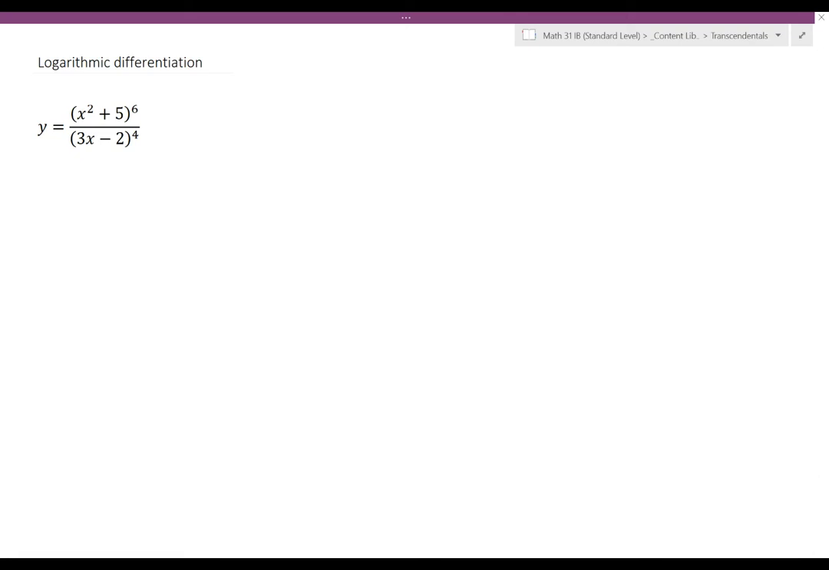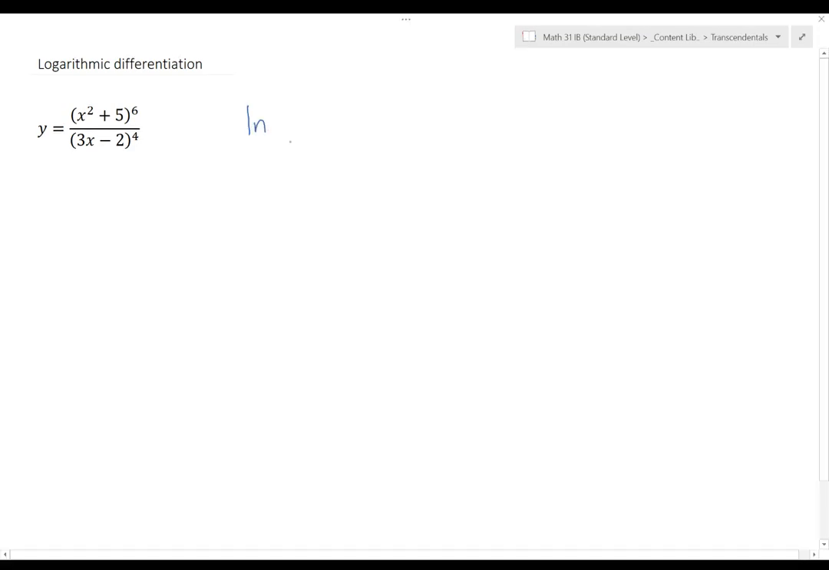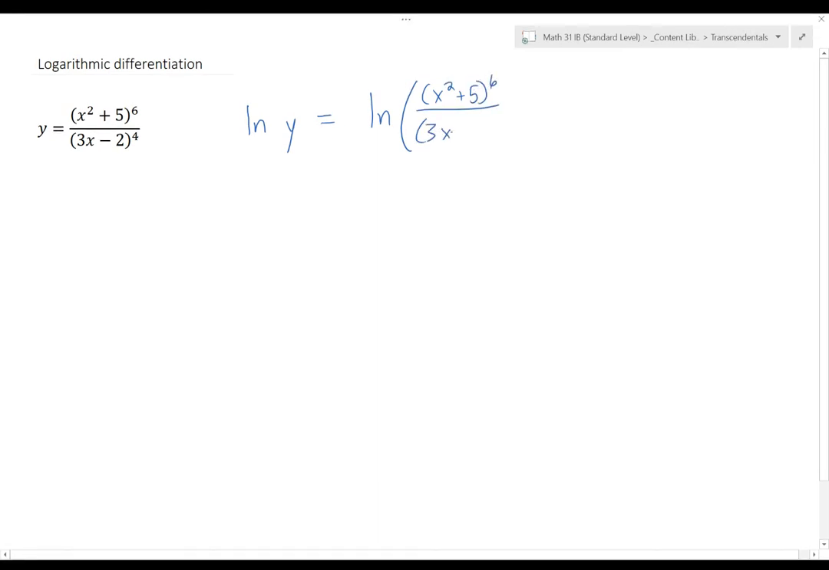Whereas we can use properties of logarithms which allow us to turn complicated functions into simpler functions to make the derivative easier. So the log rules allow me to turn products into sums, quotients into differences, and powers into multiplication. So that's what's going to come in handy here. Essentially, I'm going to take the natural log of both sides of this equation. So this becomes the natural log of y equals the natural log of (x squared plus 5) to the power of 6 over (3x minus 2) to the power of 4.